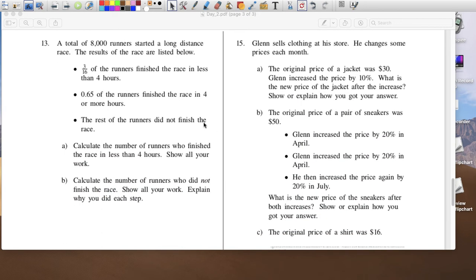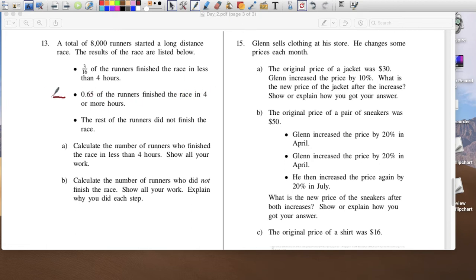13. A total of 8,000 runners started a long-distance race. The results of the race are listed below. 3/16 of the runners finished the race in less than 4 hours. 0.65 of the runners finished the race in 4 hours or more.